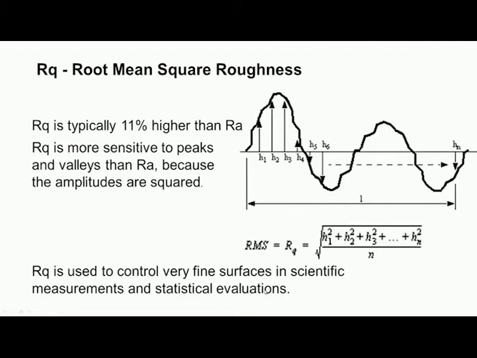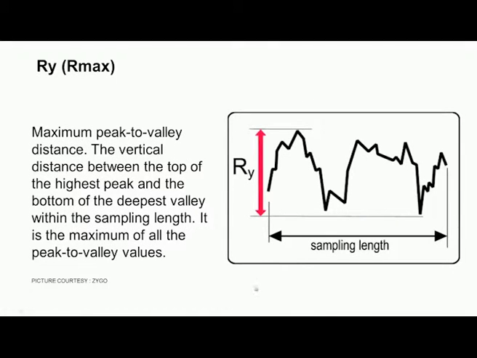Now, the next parameter is Ry, which is also known as Rmax. You can see here, this is the profile that is obtained over a particular sampling length. The gap between the peak and the valley within the sampling length is termed Rmax or Ry. So, it is the vertical distance between the top of the highest peak and the bottom of the deepest valley within the sampling length.